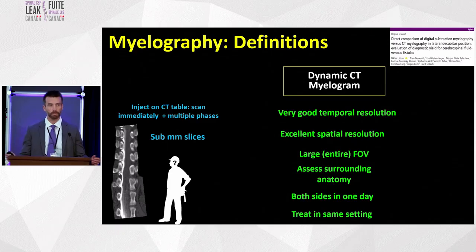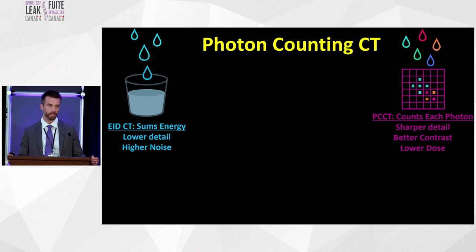There have only been a couple of studies that have really compared the two. This was one of the better ones, I think, out of Germany, where they saw a slightly better detection rate with CT compared to DSM. But there are always limitations in these studies in terms of their true assessment.